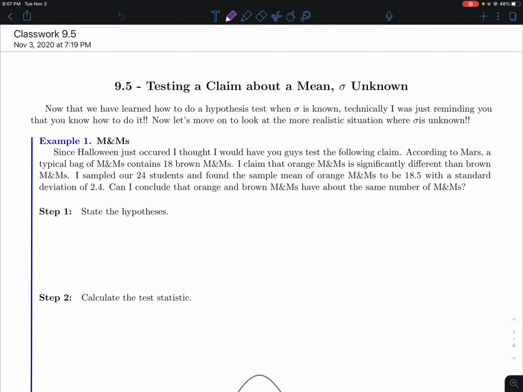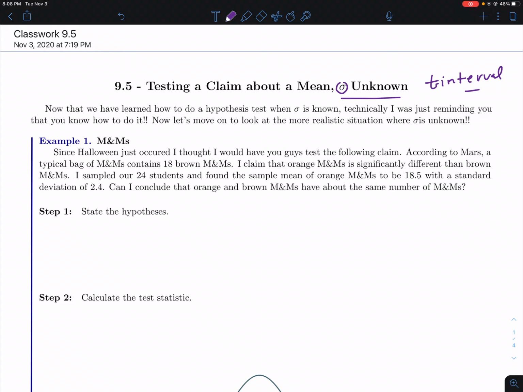So today we want to move on to talking about testing a claim about a mean when sigma is unknown. If you remember, this is going to be our t interval situation. This is definitely going to be more realistic than what we did with the z interval, because it's very rare that you're going to know the population standard deviation without knowing the population mean. Section 9.5 is probably the type of hypothesis testing that we're going to get used to, so it's good to make sure we know how to do these.